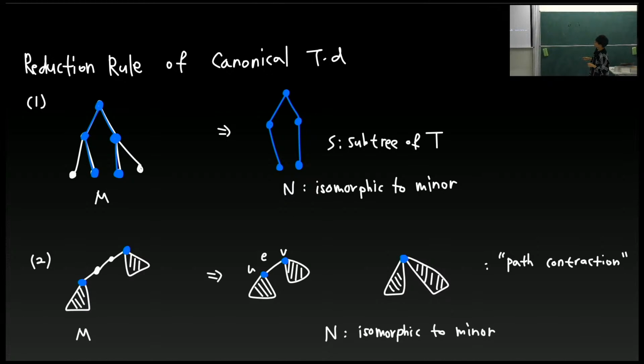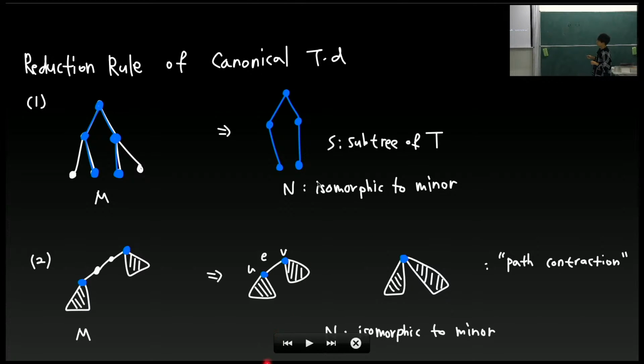Also, let me introduce some reduction rules of canonical tree decomposition. The first reduction says that given a canonical tree decomposition and a subtree of this tree, the tree decomposition induced by this subtree is a canonical decomposition of a matroid which is isomorphic to a minor of the original matroid.